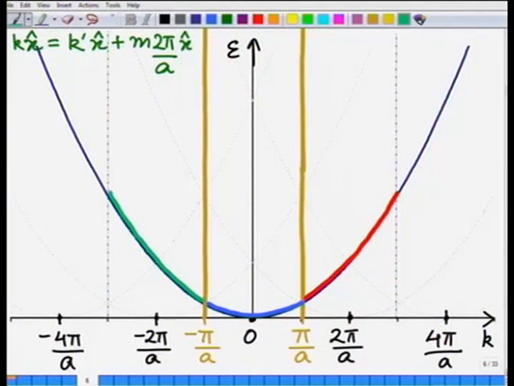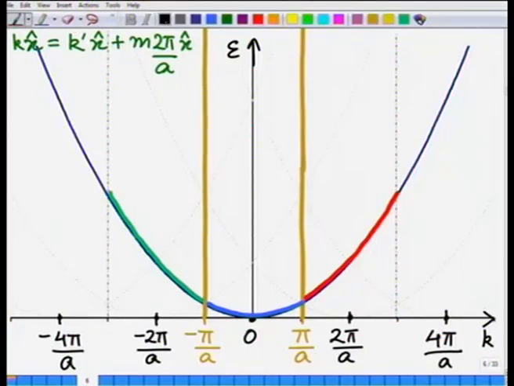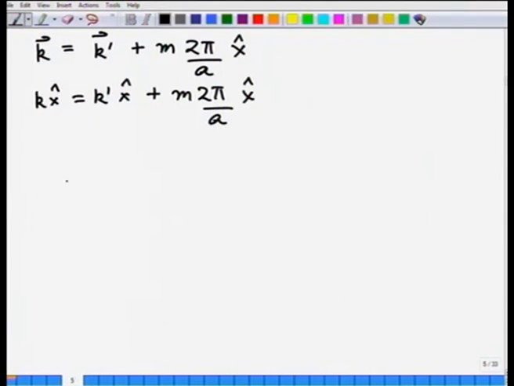Remember, I am saying these red and green portions now also have to be plotted in the first Brillouin zone. So, what can we do? What we can do is that suppose you now use m equal to +1 and m equal to -1. If you use that, what happens? Let us use m equal to +1 for a minute. For m equal to 1, what happens?